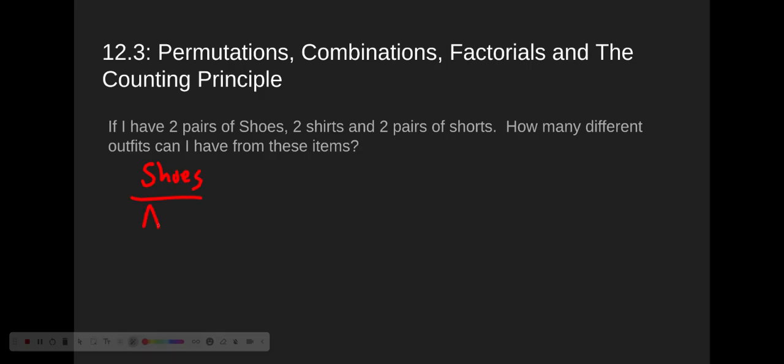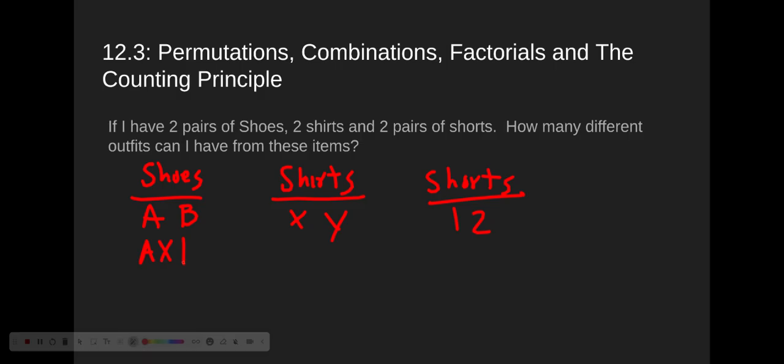So let's just say that our shoes we'll call A and B, okay? And our shirts we'll call X and Y, and our shorts we'll call 1 and 2. So we've got to pick one from each category. So we're going to make an organized list.